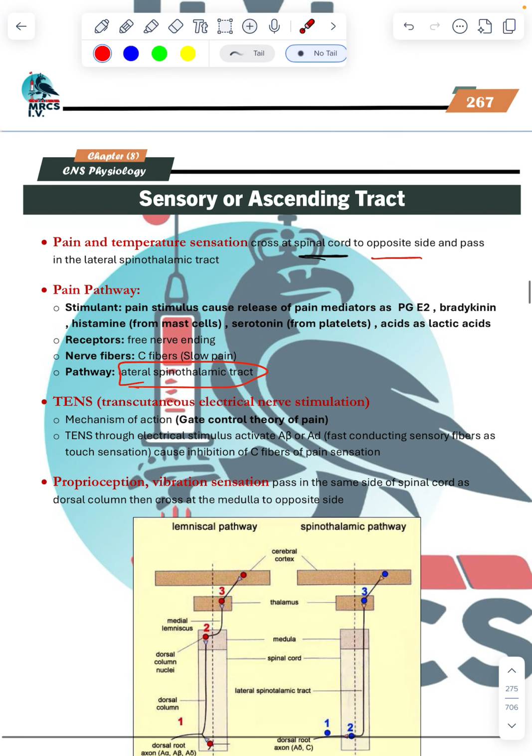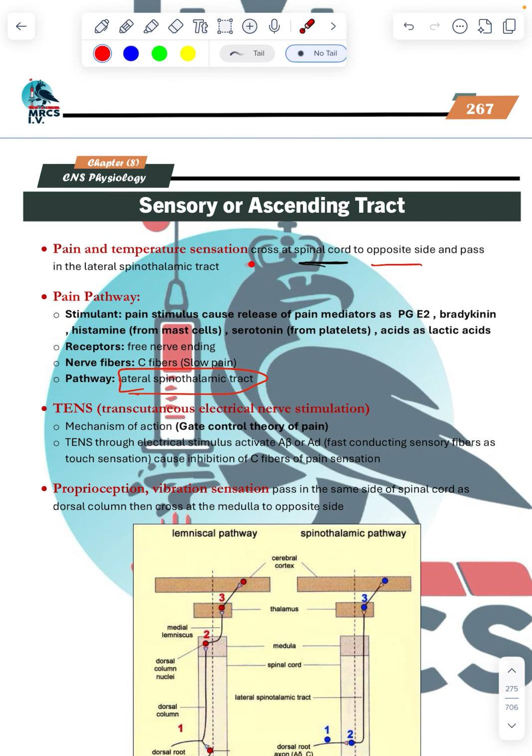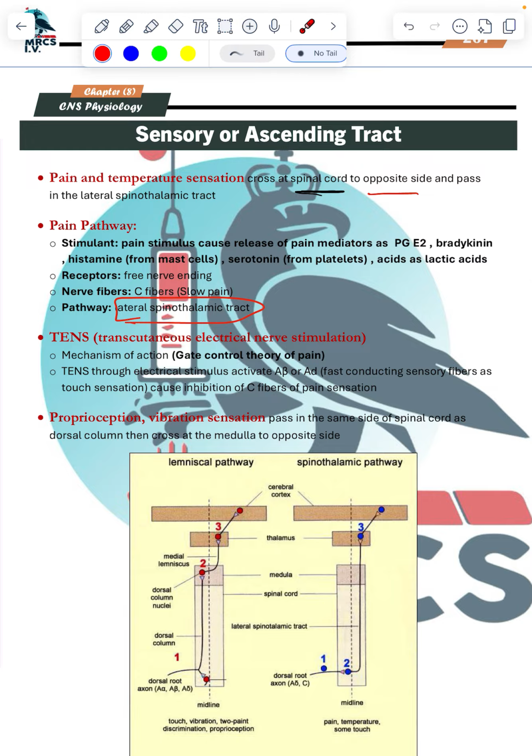Now the question which is coming: pain and temperature sensation cross the spinal cord to the opposite side and pass up the lateral spinothalamic tract at the same level. Pain pathway: the stimulus, pain, is mediated by prostaglandin E2, bradykinin, histamine, serotonin. Receptors are free nerve endings; nerve fibers are C fibers. Slow pain pathways, anterior and lateral spinothalamic tract. These tracts are lateral.